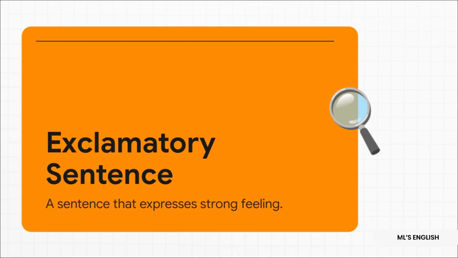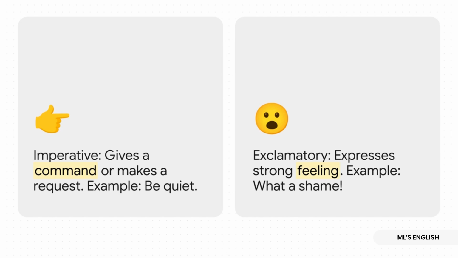And our final type is the exclamatory sentence. This one is all about strong feelings. Its job isn't to inform or to command, but simply to exclaim. It's that sentence you use when you're surprised or joyful or even shocked. Looking at these two together really highlights a cool difference. An imperative, like "Be quiet," is aimed outward. It wants someone else to do something. But an exclamatory sentence like "What a shame!" is all internal. It's just you voicing a feeling out loud. One is about action, the other is about emotion.